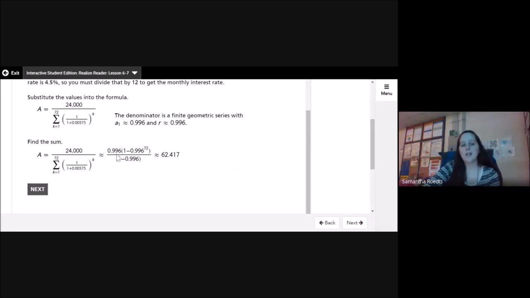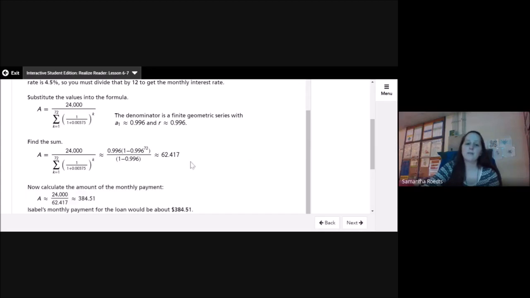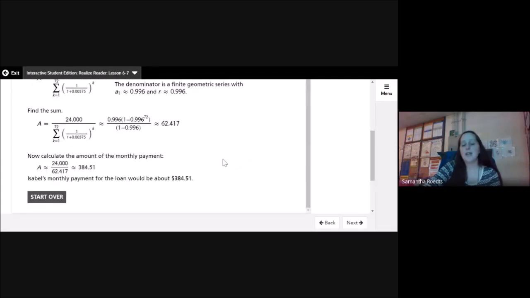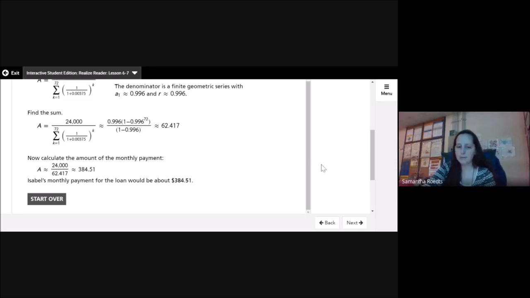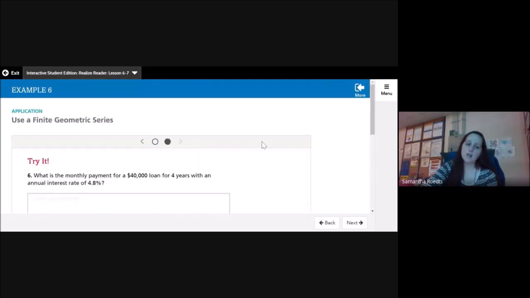Okay. So 0.996 times 1 minus 0.996 to the 72 over 1 minus 0.996 is approximately 62.417. So I then calculate the amount of the monthly payment. So 24,000 divided by 62.417 is approximately 384.51. So Isabel's monthly payment for the loan would be about $384.51. All right, so what's the monthly payment for a $40,000 loan for 4 years with an annual interest rate of 4.8%?